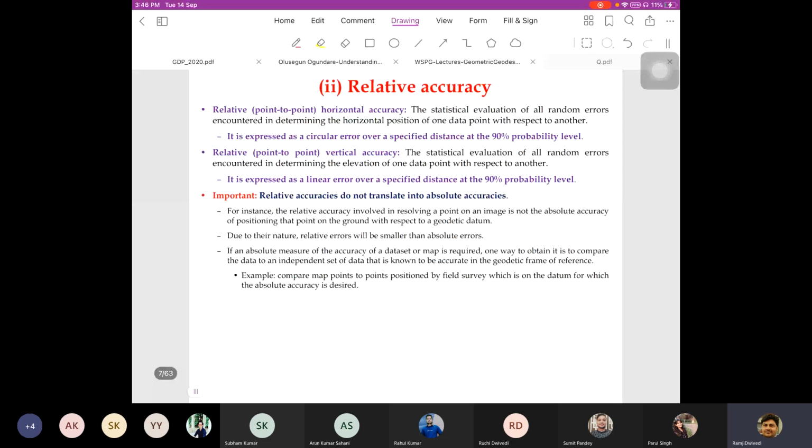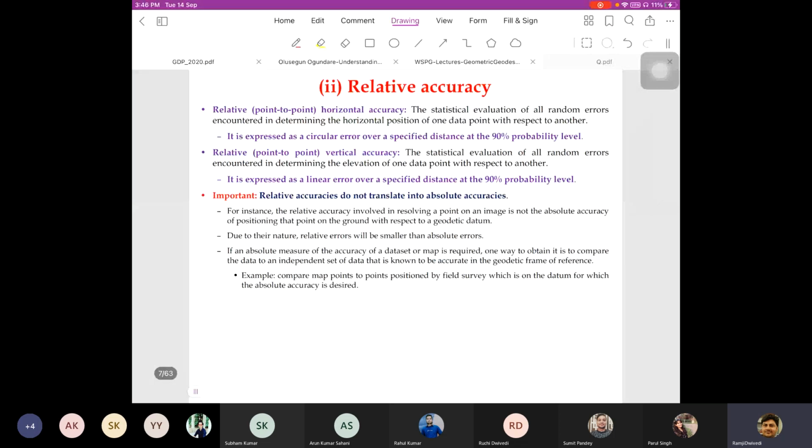And relative point-to-point vertical accuracy is again the statistical evaluation of all random errors encountered in determining the elevation of one data point with respect to another, and it is expressed as a linear error over a specified distance at a 90% probability level. But the point to be remembered here is that in the case of relative accuracy, you are not including the bias or systematic errors. Please remember, it is the statistical evaluation of all random errors encountered. So it is a relative one.